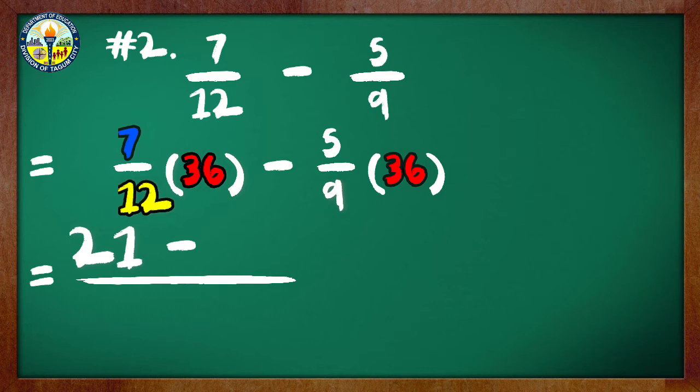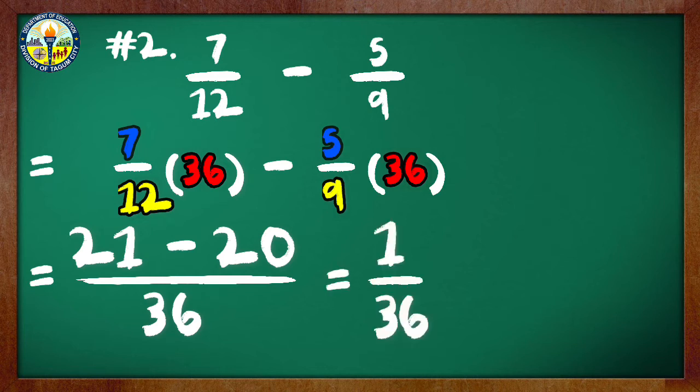Then divide 36 by the denominator 9. The answer is 4. Then multiply 4 by the numerator 5. So 4 times 5 is 20. Then write it after the minus sign. Then copy the LCD 36. Subtract the numerators. 21 minus 20 equals 1. So we have a new fraction, 1 over 36, which is the difference of 7 over 12 and 5 over 9. This further means that 7 over 12 is bigger than 5 over 9 by 1 over 36.